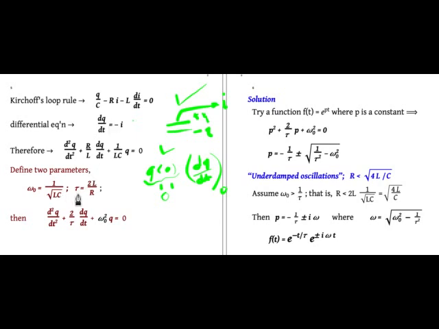I'm also going to introduce tau, which is 2L divided by R. And we're going to see later that tau will be the time constant for the exponential transients. But for now, I'm just introducing it as a parameter to simplify the equation. So now I'll have d squared q dt squared plus R over L, which is 2 over tau, dq dt plus 1 over LC, which is omega 0 squared, times Q is 0. All right, so now I'm going to work on this equation.